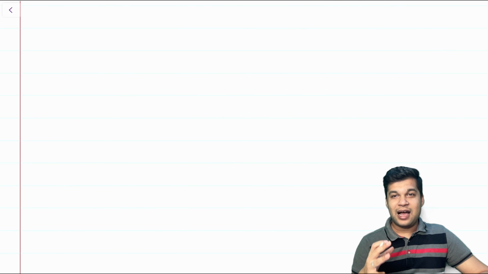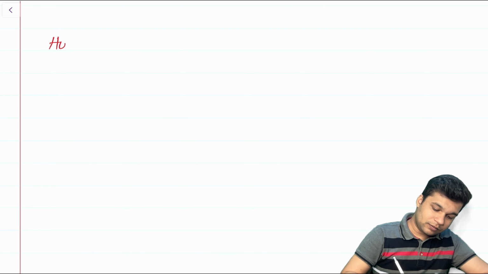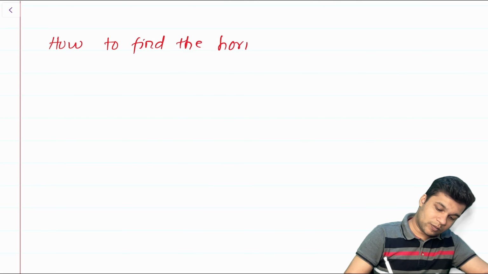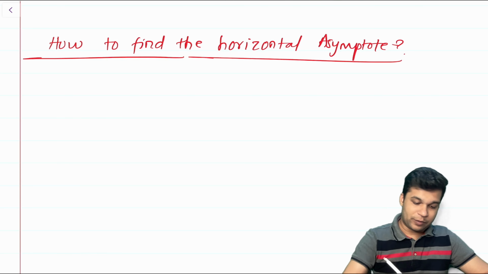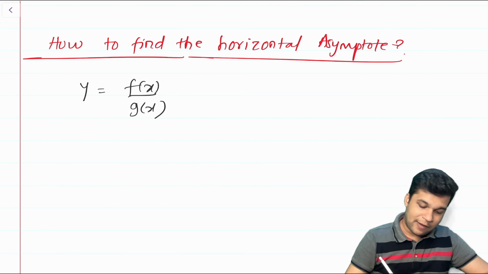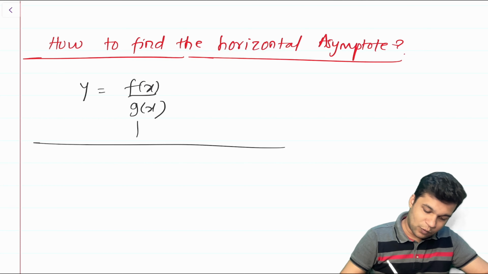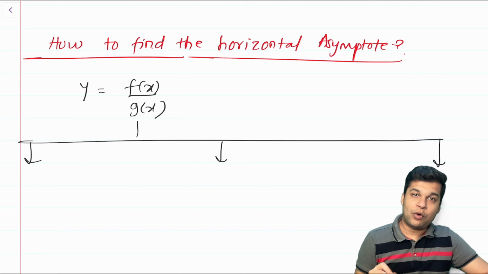Now let us learn how to find the horizontal asymptote. Let's say you have a rational function y equal to f(x) divided by g(x). There are three cases. What are the three cases?